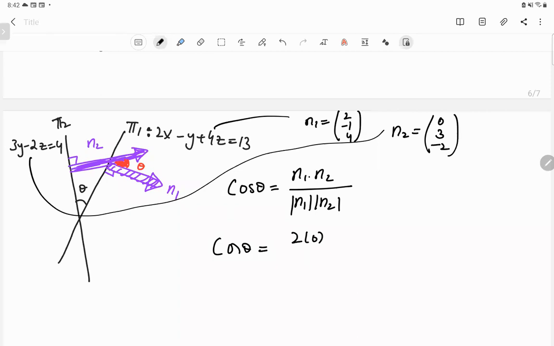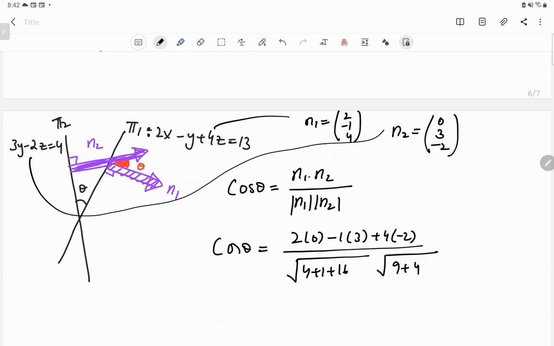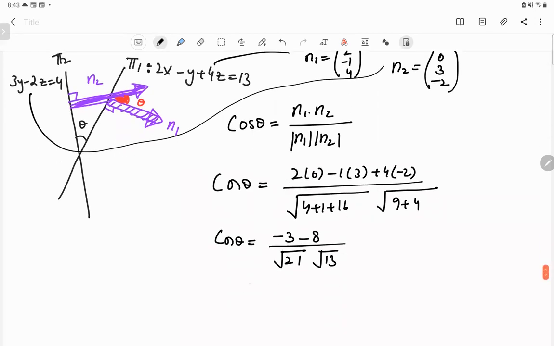Now 2 into 0 minus 1 into 3 plus 4 into minus 2. And then we take their magnitudes, 4 plus 1 plus 16, and then 9 plus 4. Okay. So cos theta is equal to minus 3 minus 8, and then under root 21 and under root 13. And cos theta is equal to minus 11 over under root 21 under root 13. You know, can somebody calculate this angle for me, please? Tell me the angle.